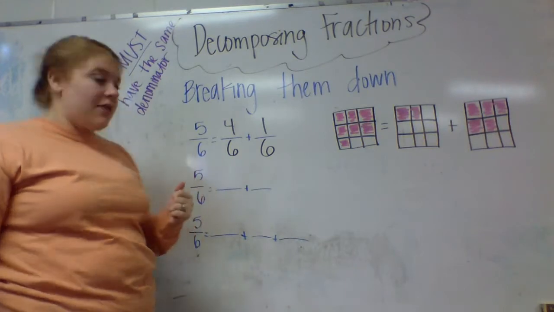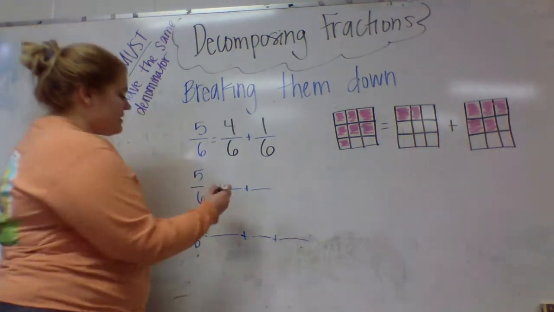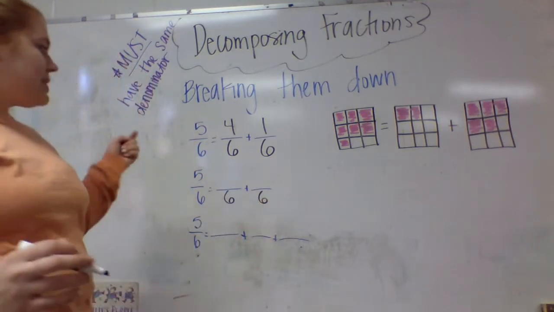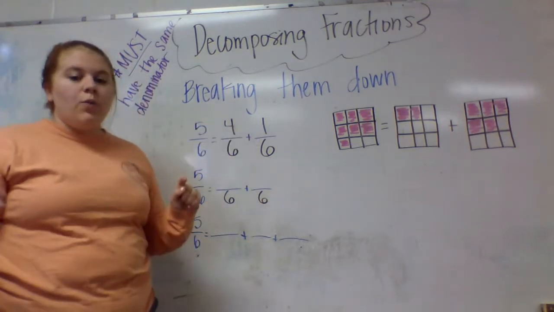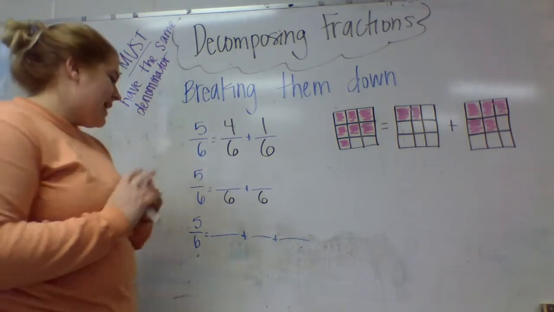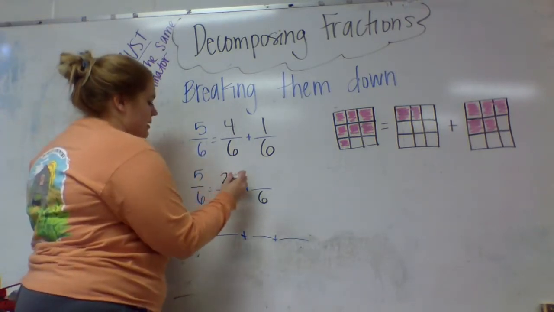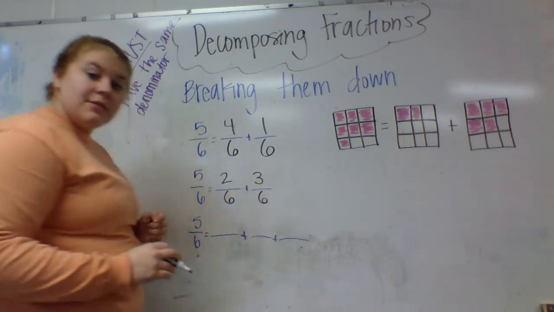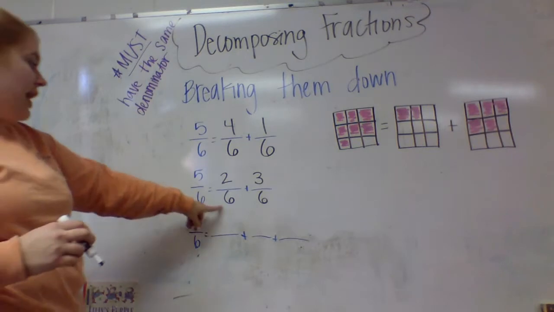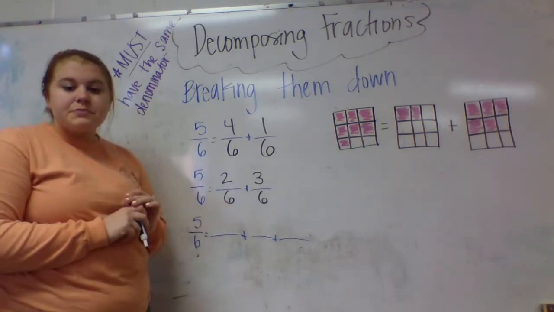Can we decompose it another way? 5/6 equals, we know we've got sixths, so I've got 4 plus 1. What's another way that I can get 5 when I add? Can I do 2/6 plus 3/6? Well, sure, because 2 plus 3 is 5, and my denominator is the same.